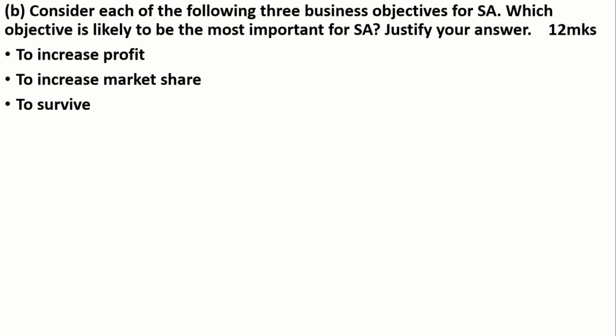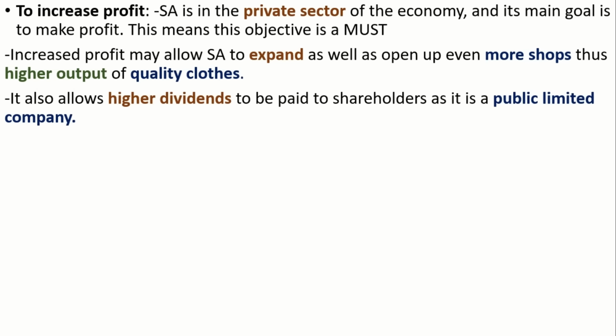So we have those 3 objectives and we are going to see how best you could answer them. The first objective is to increase profit, and we're saying that since SA is in the private sector of the economy and its main goal is to make profit, increasing profit is a must for this business. Increased profit may allow SA to expand as well as open up even more shops, thus higher output of quality clothes. It also allows higher dividends to be paid to shareholders as it is a public limited company.